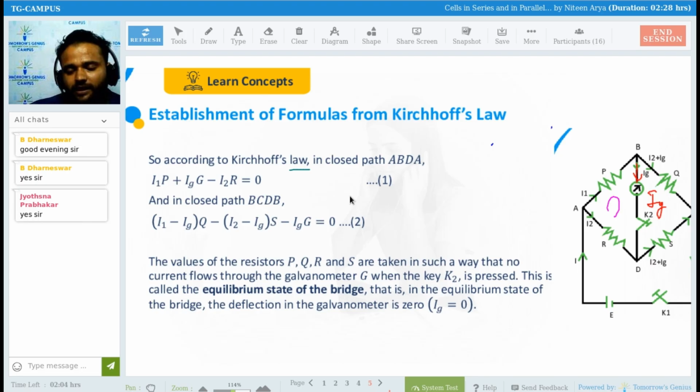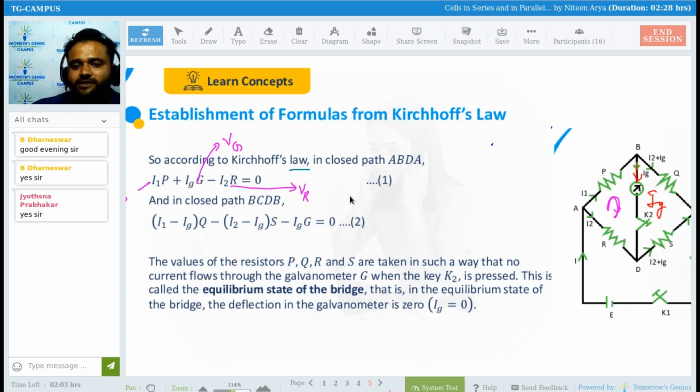Suppose this is your current I. Current I is going to be distributed into I1 and I2. So if I take this loop in this way, I1 into P, then IG into G, and I2 into R. These are voltage Vp, voltage Vg, and voltage Vr. The summation of all the three voltages is going to be 0. Clear everyone? First equation. Is this clear now everyone?